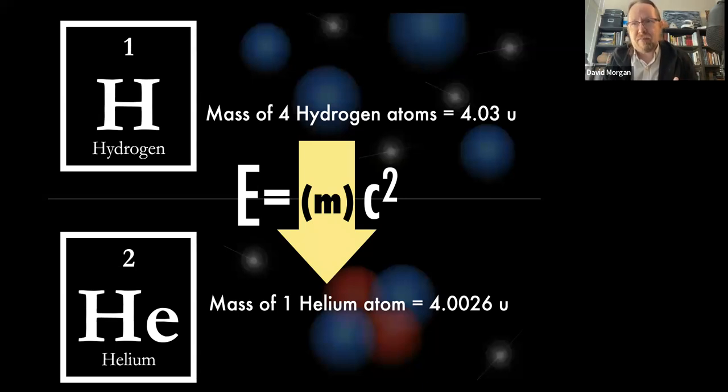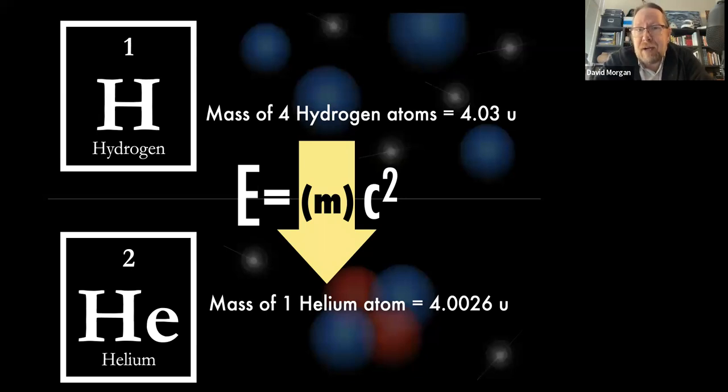300 million meters per second. So 300 million squared is 9 and then 16 zeros. So even a little bit of mass that gets converted into energy makes a huge amount of energy. This is why nuclear power plants don't need a whole lot of fuel. Well, they use fission and not fusion, but it's the same deal. Mass is being converted into energy.